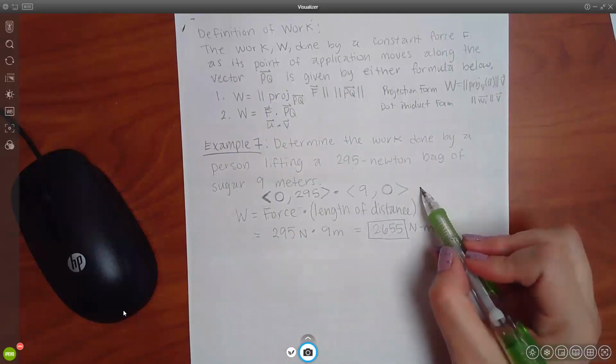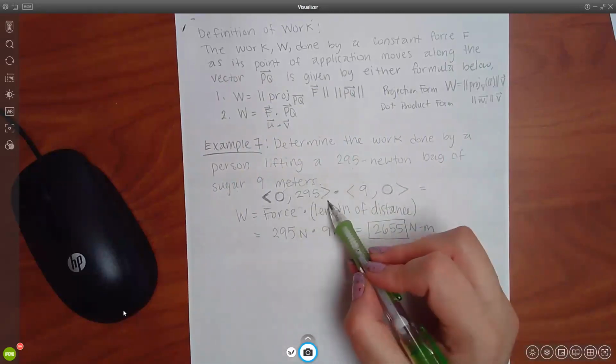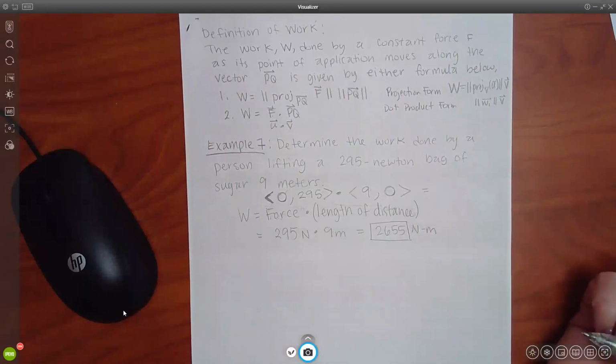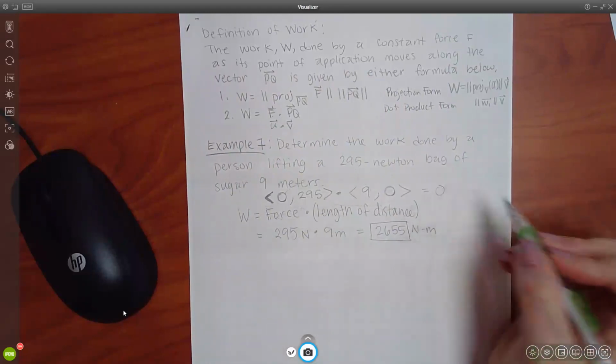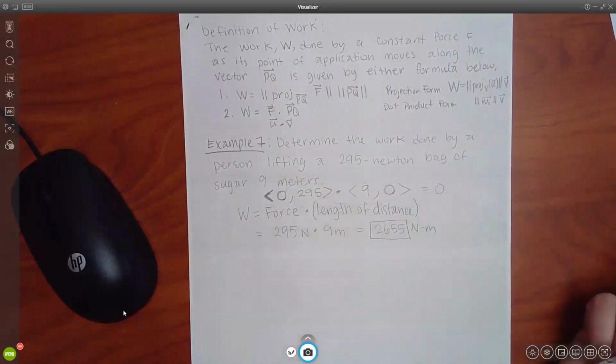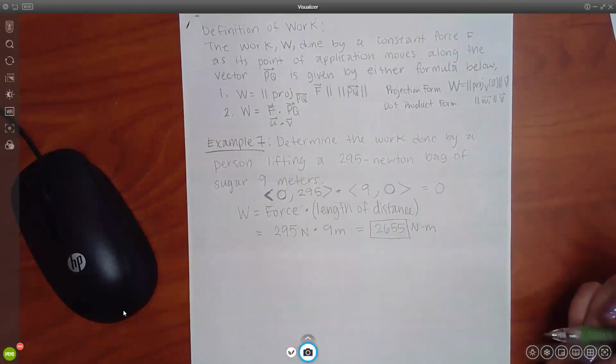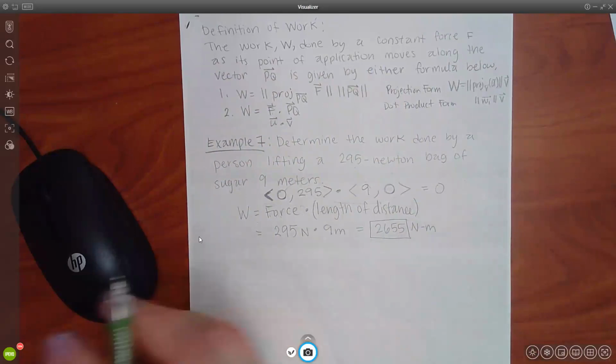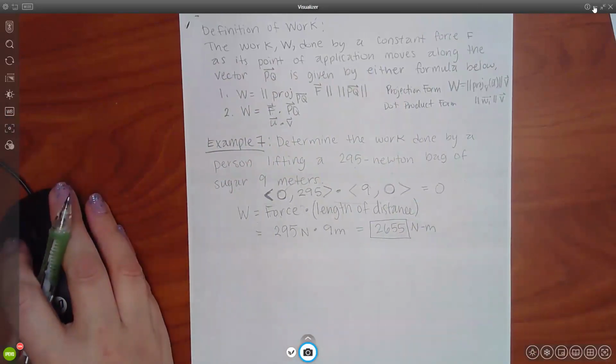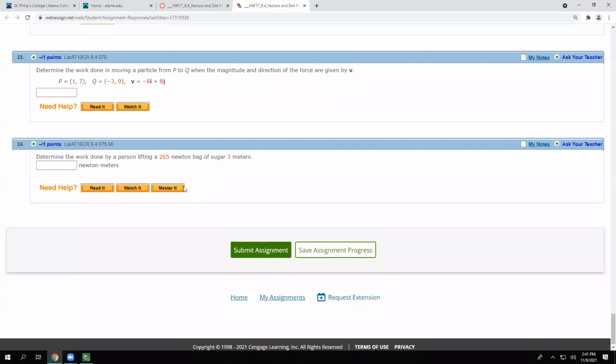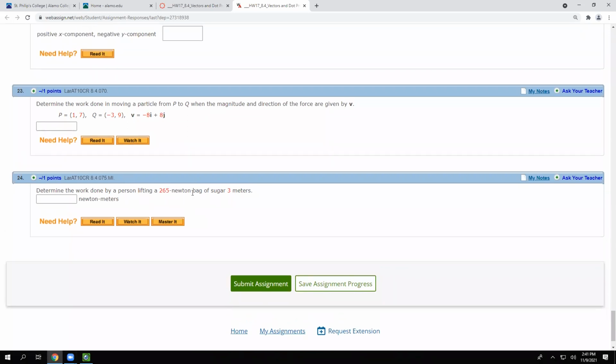See, but then that doesn't work, right? Because what happens when you do this dot product? What do you get? You get 0. So now I understand why they're using that formula. Do you have a problem like that in here? You do have one like that in here. So you are going to have to do both of them.